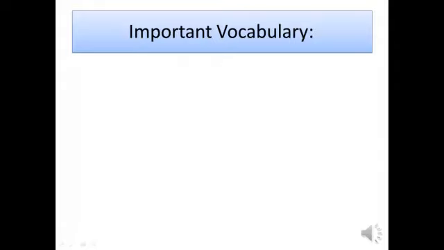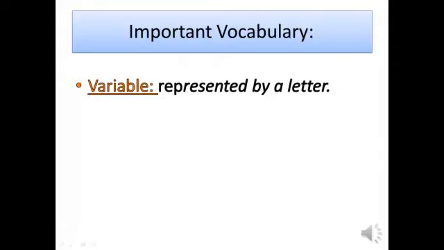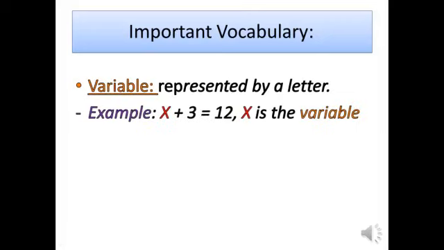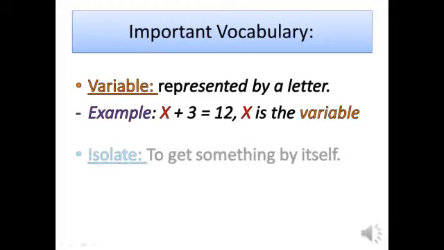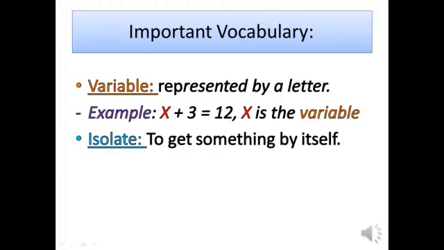The next important vocabulary term is variable. Variables are usually represented by a letter. In this example, x plus 3 equals 12, x is our variable. When solving equations, we isolate the variable. Isolate means to get something by itself.